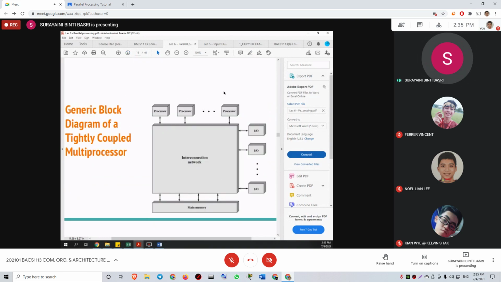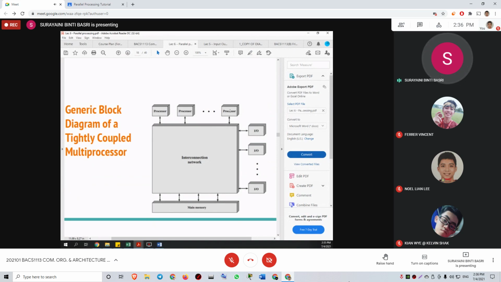And this is the generic block diagram for the tightly coupled multiprocessor. So this is another diagram to show what a tightly coupled microprocessor is. Okay, so it has more than one processor. It uses the same buses, and then it shares one memory.